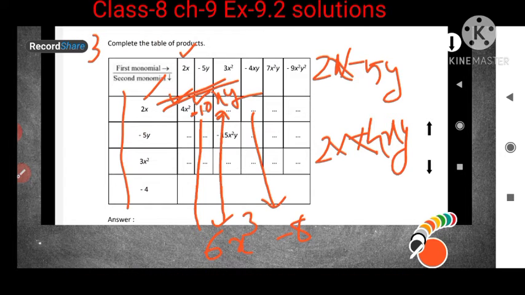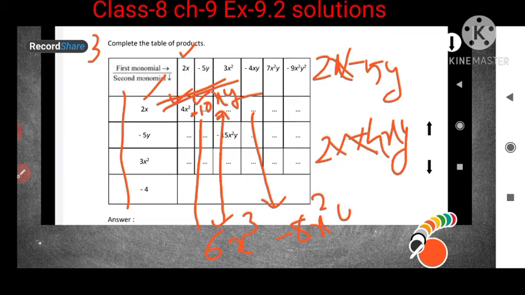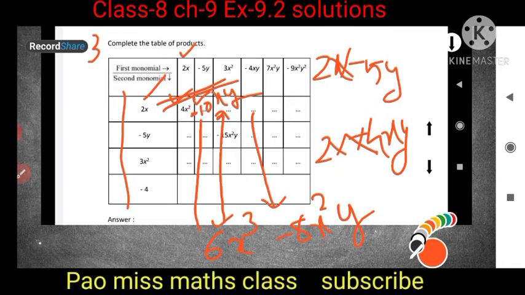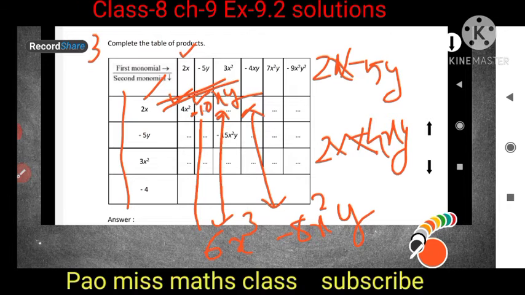Now x and xy. So how many x? 2x, so it will become x square. And how many y? Only one y is there. So the answer for this blank will be what? Minus 8x square y. Okay.